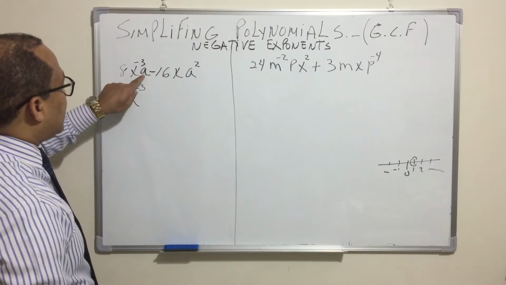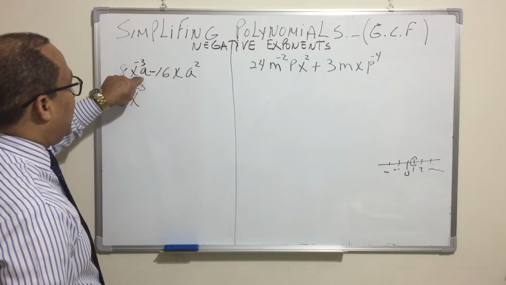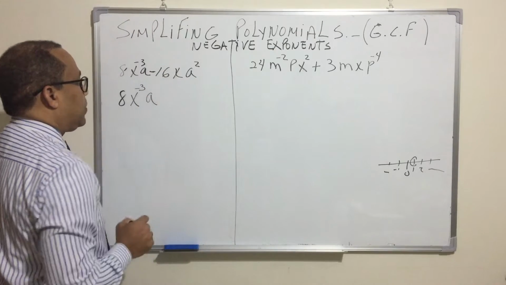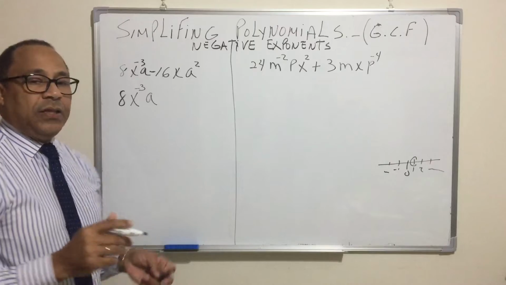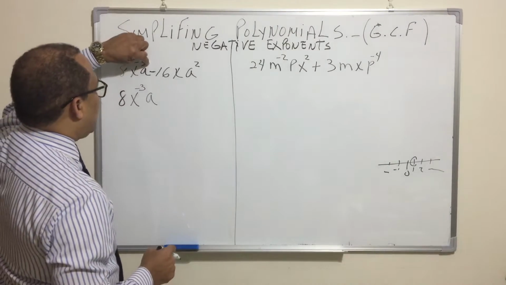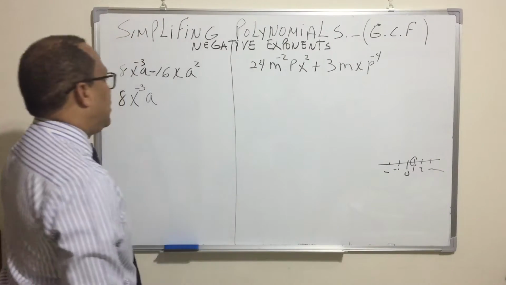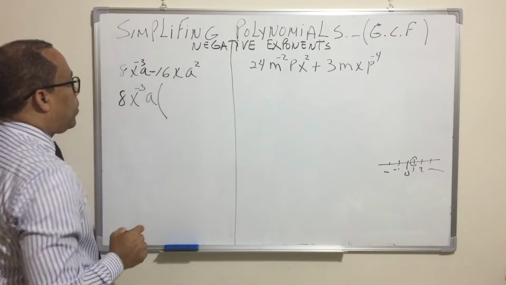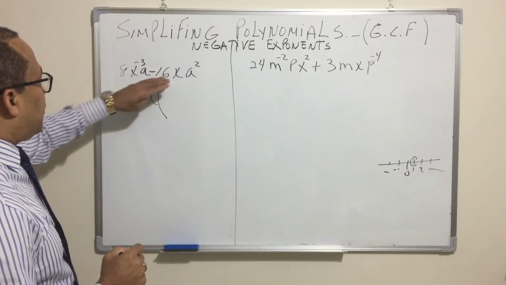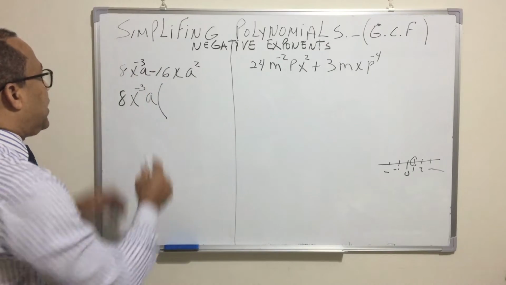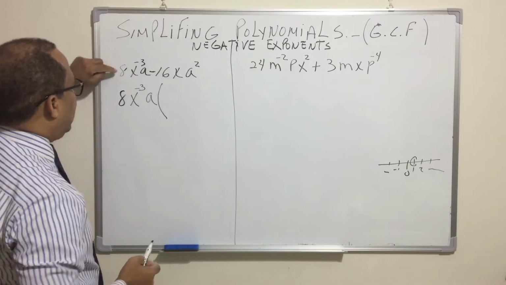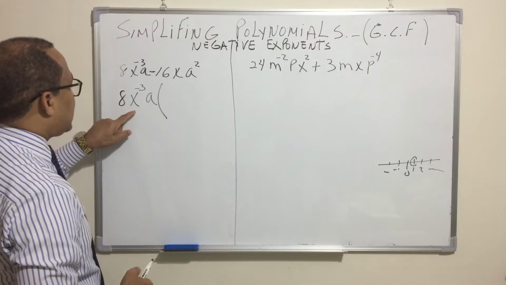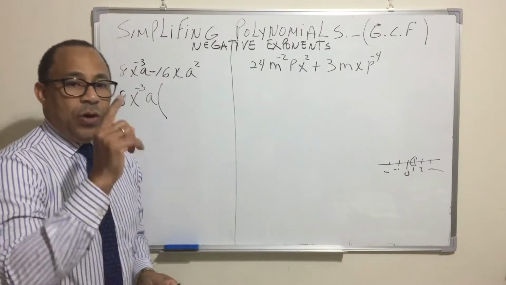Is a also a common factor? Yes, it is. Because the a is in this term, and it's also in this one. Let's see what's going to be the exponent. This is to the first power and this is to the second power. The lowest is the first, so it's a. We already got the common factor for this binomial. Now let's divide. It says 8x to the negative 3a divided by 8x to the negative 3a. The result, 1.